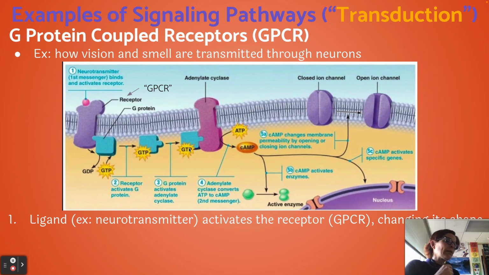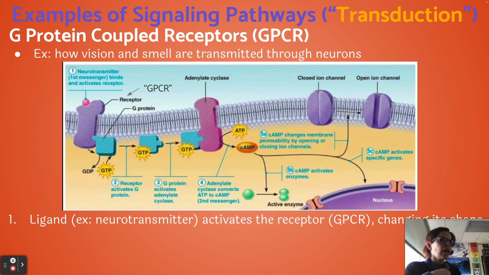You don't need to know much about GTP. It's just another form of energy. So just don't let it scare you when you see GTP. Same thing, in essence. It's not exactly, but close enough. Then when it touches this adenylate cyclase, that triggers the formation of a second messenger. Do you remember the word second messenger? Cyclic AMP is an example of a second messenger.